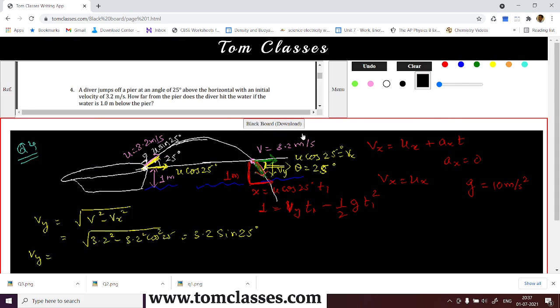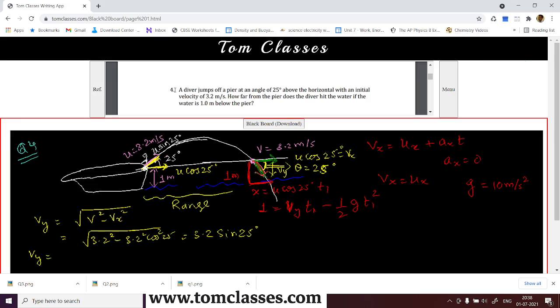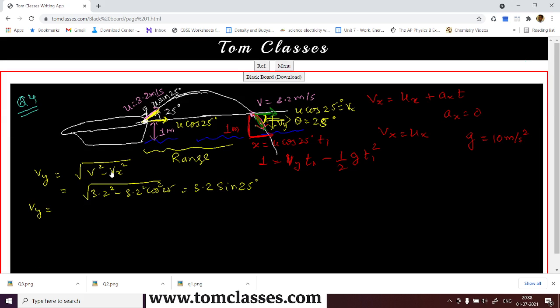So this x distance is this, and this is the range. So it will be x plus this one. We want a time, so to find the time, first let's calculate Vy. What is Vy? This is 3.2 into sine 25 degree. So this value comes out to be 1.35 meter per second. Yes, that's what it is. So this is known to me.